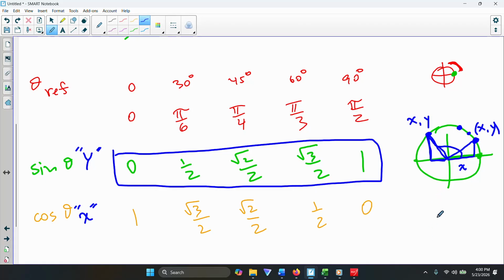As far as how else you can do it, it's All Students Take Calculus. If I land in the second quadrant, the sine values will be positive. But if somebody's asking me for the cosine value, my x value is negative because it takes me in a negative direction on the x-axis. But the y is positive, which is the sine value, and so forth. You can make sense of this.